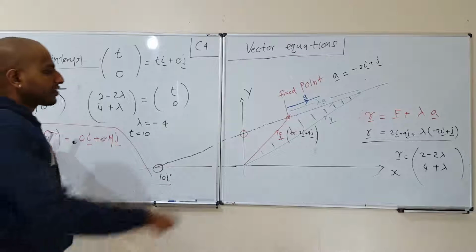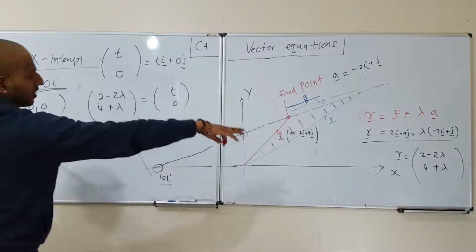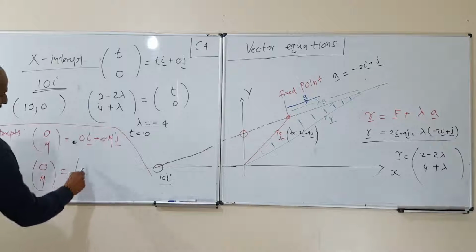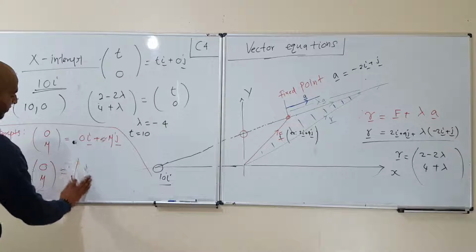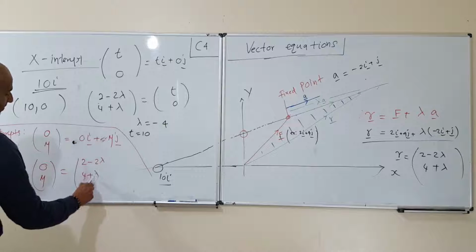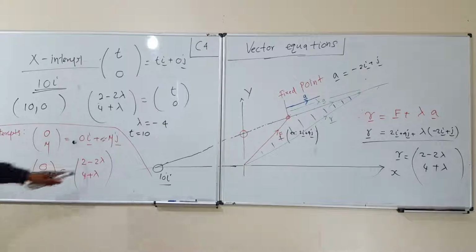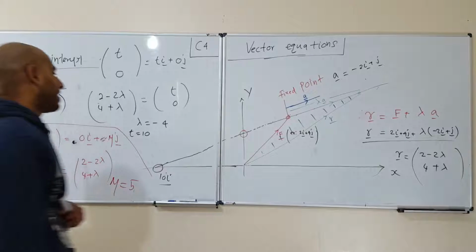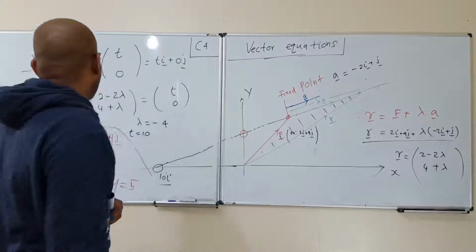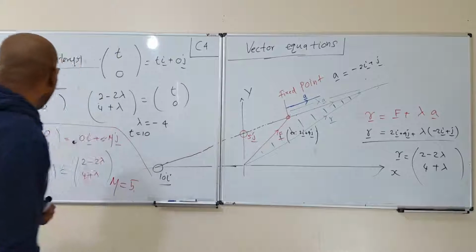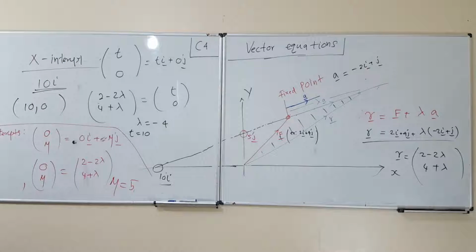So then again, this and that should be equal, I'm saying r should be equal to that. So you can equate them: 0, mu equals 2 minus 2 lambda, 4 plus lambda. That gives us lambda equals 1 in this case, because 2 minus 2 lambda equals 0, lambda equals 1. Subbing 1 there, mu equals 5. So mu equals 5 means they basically cross with 5j. Okay, 5j, or you can write in Cartesian format 0, 5.